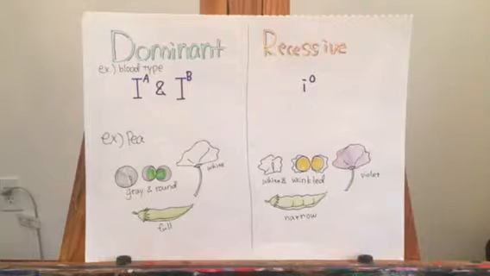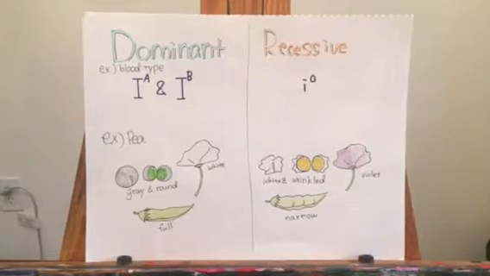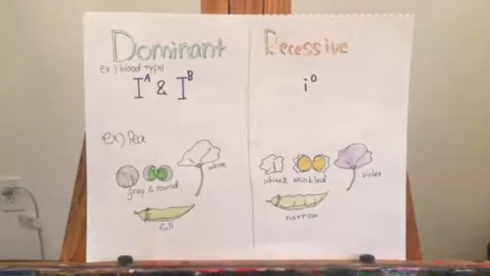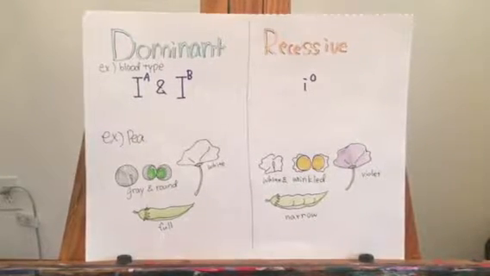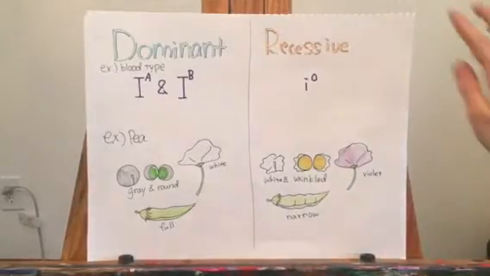But like blood type AB, it's neither homozygous nor heterozygous. There isn't recessive and dominant between blood type A and B.